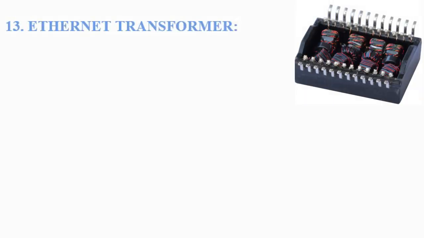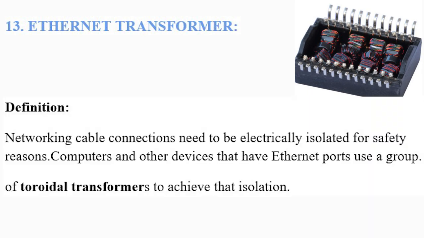At 13, we have the Ethernet transformer. Definition: networking cable connections need to be electrically isolated for safety reasons. Computers and other devices that have Ethernet ports use a group of tiny transformers to achieve data isolation.